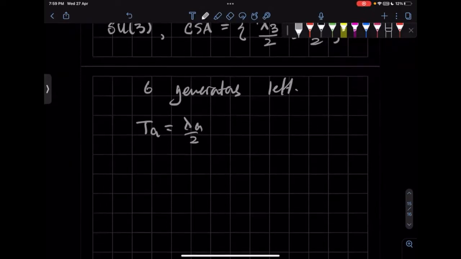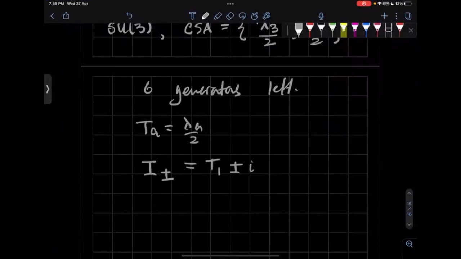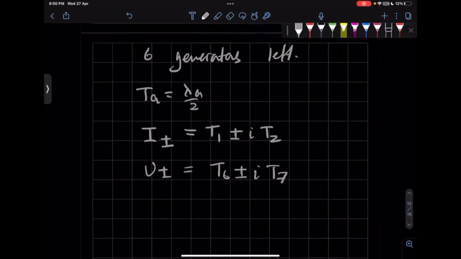Then let's define I plus minus. These are non-Hermitian operators: T1 plus minus i T2. We're just doing what we did for SU(2). U plus minus is T6 plus minus i T7, and V plus minus is T4 plus minus i T5.